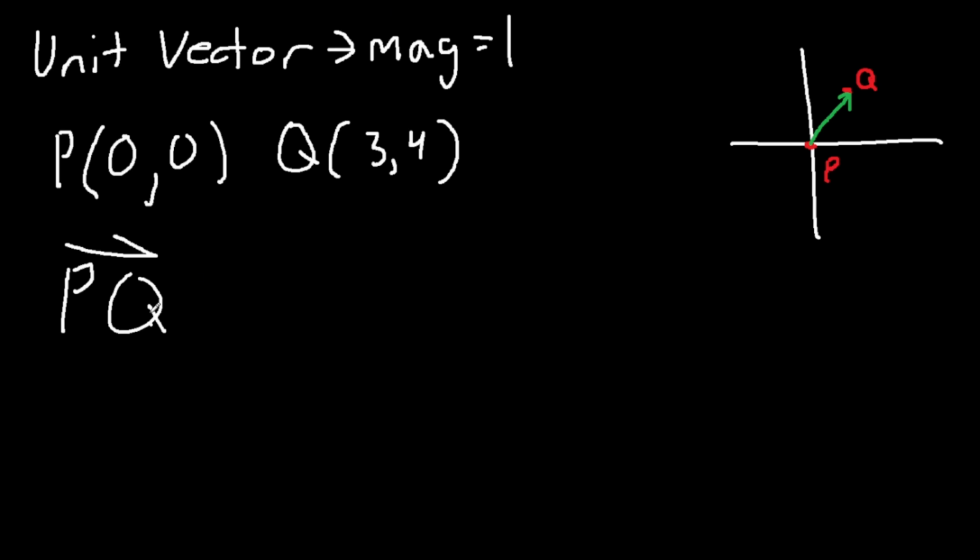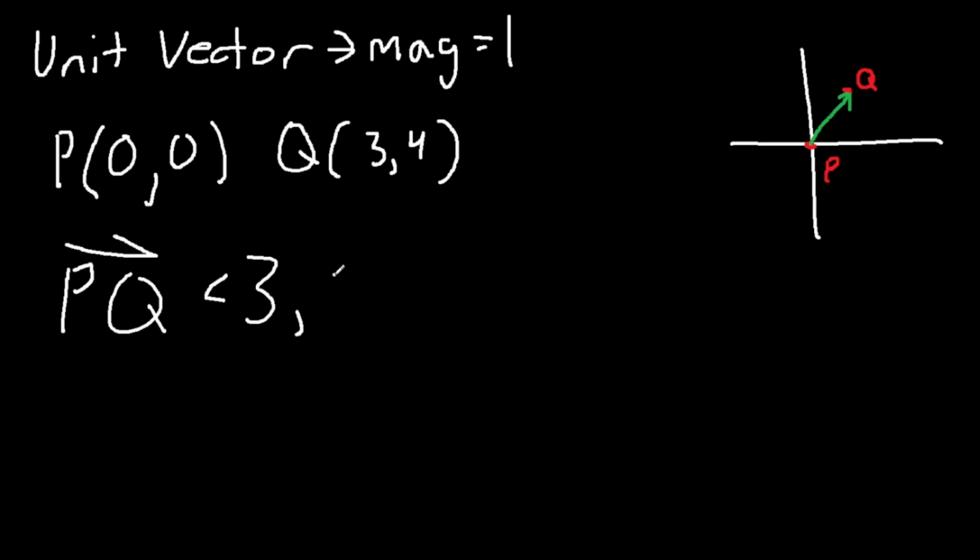So what's the distance? Since P is written first inside of this vector representation, we find the distance from P to Q, starting off with the x variable on P. So what's the distance between 0 and 3? Well, the distance between 0 and 3 is 3. So the x value of this vector would be 3. What's the distance between 0 and 4?